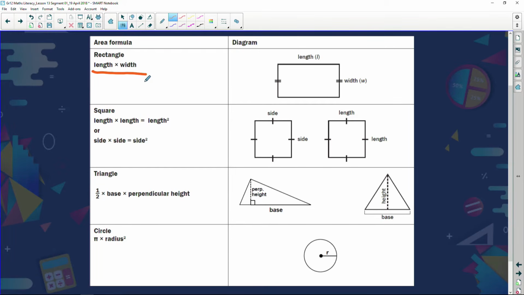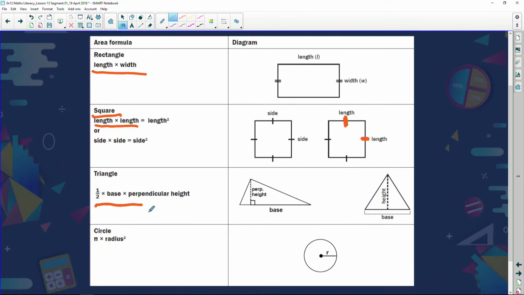A square is also a rectangle, isn't it? So we could also say that the area for a square is length times breadth. But we know that the length and the breadth are the same. Look here, the length and the width are exactly the same. So we could actually say that a square is length times length, or length squared. Personally, I just say, you know what? A square is like a rectangle, so just say length times breadth. The fact that the length and the breadth are the same thing is absolutely fine.